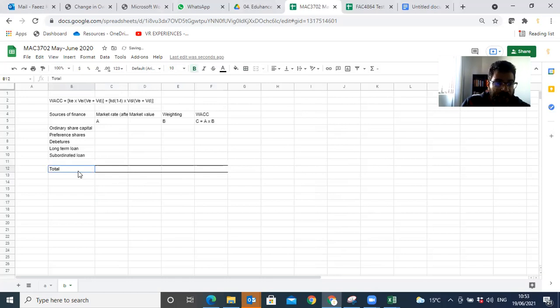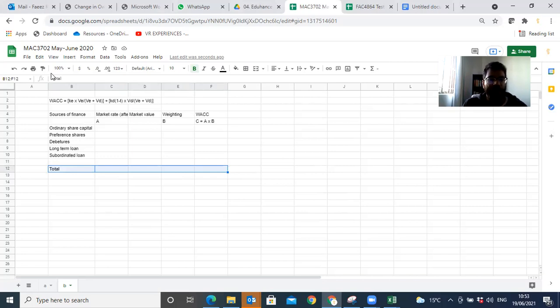So now we can go about dealing with each of those. For each of these, we need market rate and we need market value, because remember, we need three things: source of finance, market rate, weighting. The source of finance we have identified already. Now let's get the market rate. And then we need to get the weighting. But the way we get the weighting is to determine the market value. So basically, we need to determine market rates and market value, and then through the market value, we get the weighting.